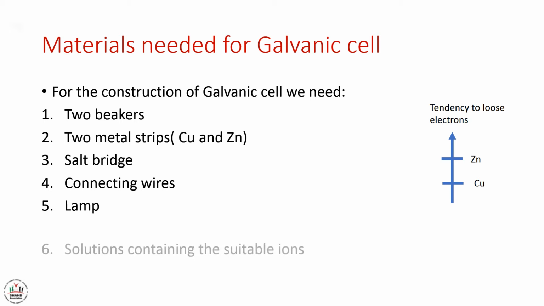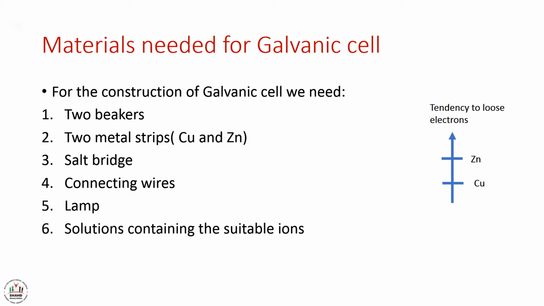And finally, we need solutions that contain the two suitable ions. So for example, for the copper strip, we need a solution that contains copper ions. For the zinc strip, we need a solution that contains zinc ions.